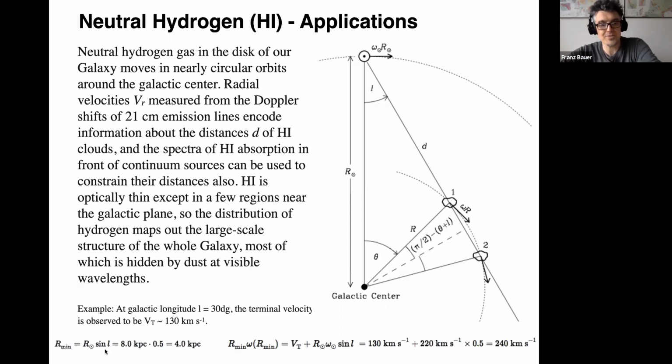And this is just showing how you would calculate the minimum radius and then understand the velocity structure based on that. Typically, at a galactic longitude of about 30 degrees, the terminal velocity is of order 130 kilometers per second or so. And it has a pretty flat distribution. So it rises up here, is sort of flat, and then has some wiggles, but then we'll go out further.